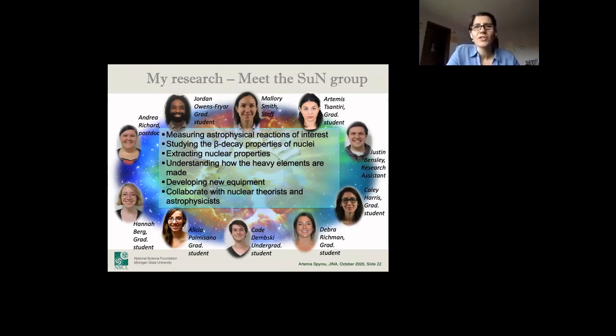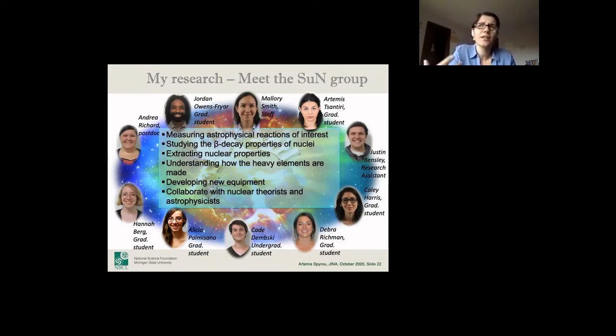The things we measure, we're trying to measure these astrophysical reactions that are interesting to understand how the elements are formed. We study also beta decays. I mentioned earlier that those are the two main things that are important. There's a lot more, but in terms of the r-process, these were a couple of the important things. And we extract nuclear properties. To do this, we develop new equipment.